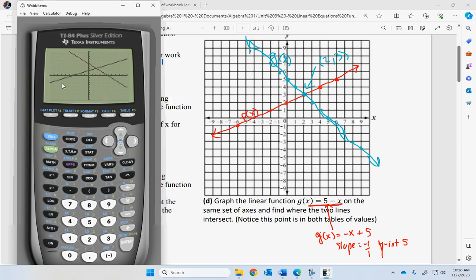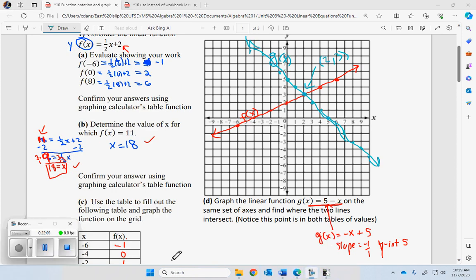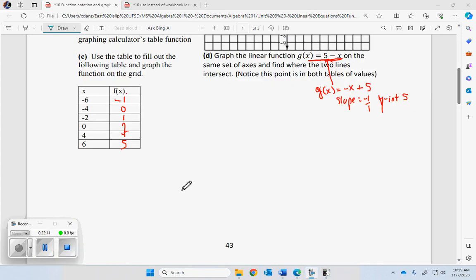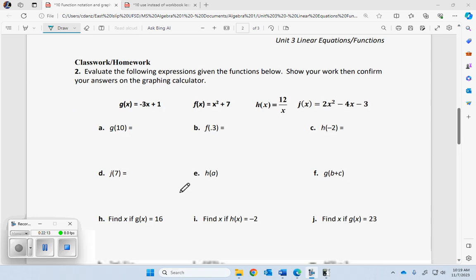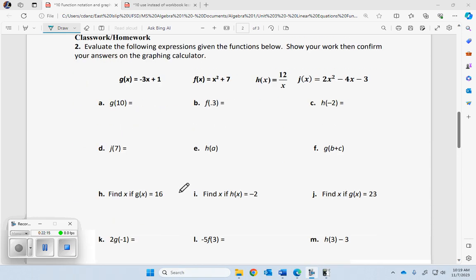Now, the quality of the graphing is not superb on this graphing calculator. You actually see it better when you do it by hand, but at least I can confirm that I must have done things correctly because they look pretty close to each other. So on the next page, it's just more practice of function notation like what you did for homework. That's why I wanted to go over your homework so thoroughly.